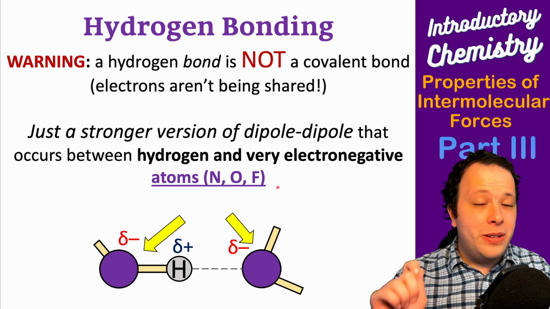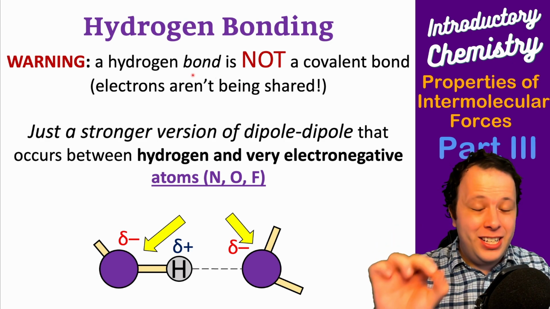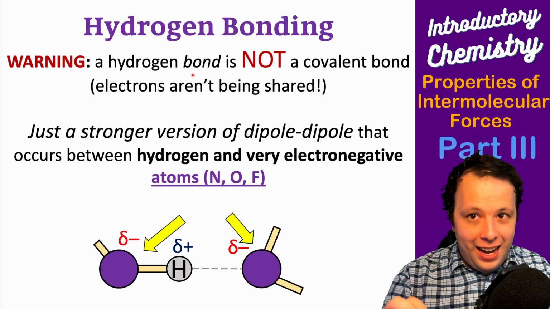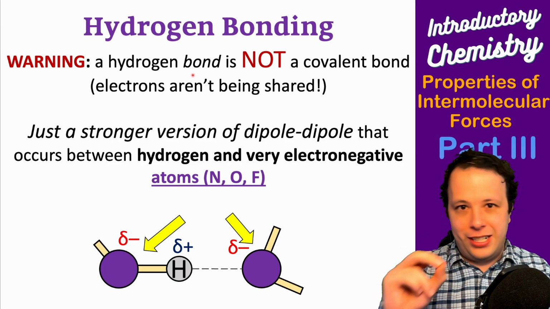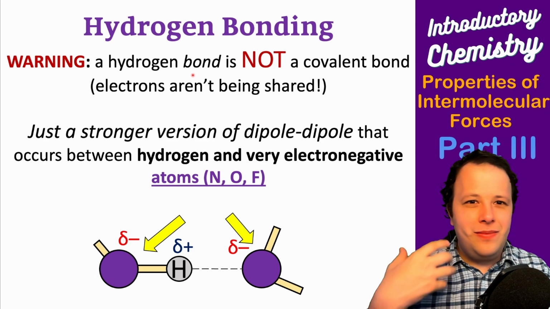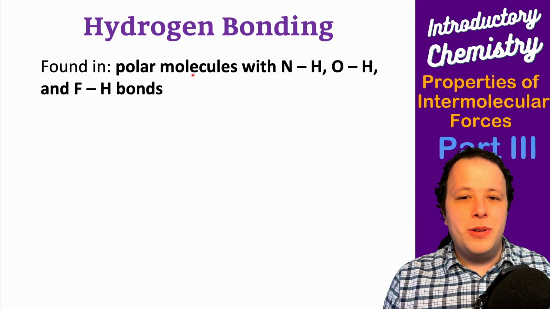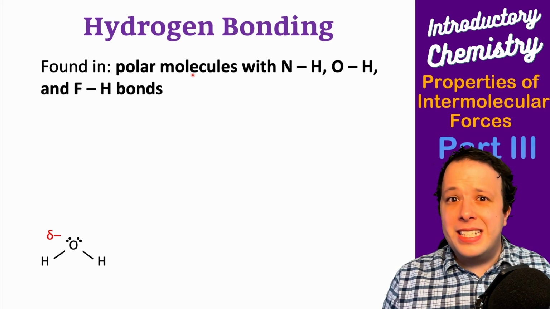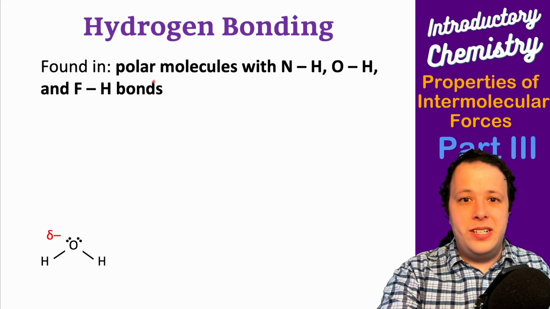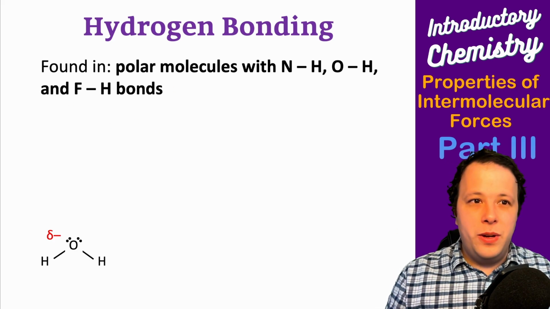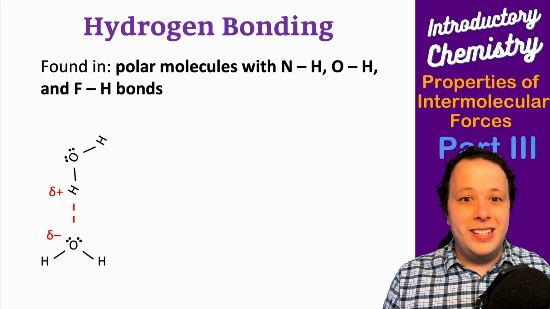Keep in mind, even though it has the word bond in the name, a hydrogen bond is not a real bond. It's an interaction, okay? Electrons are not being transferred. It's an interaction between different species. If we look at these examples, we have water, which is oxygen and hydrogen. They can interact with one another and make a hydrogen bonding interaction.